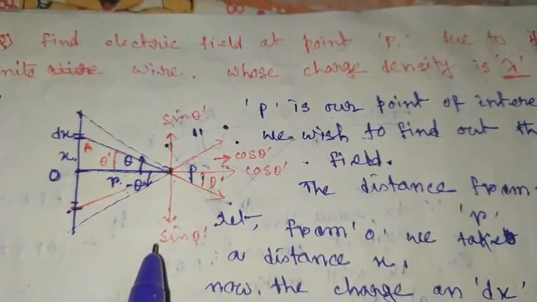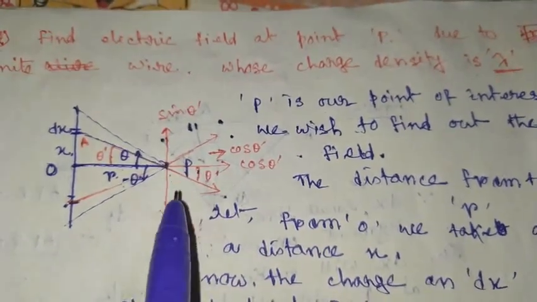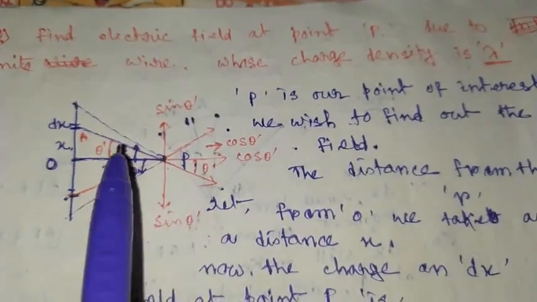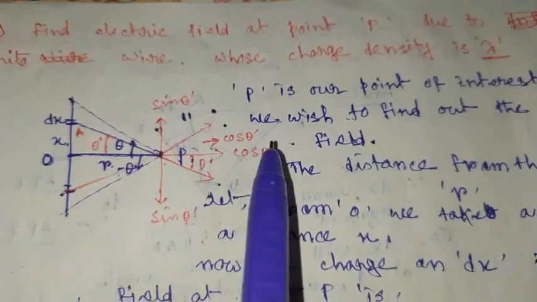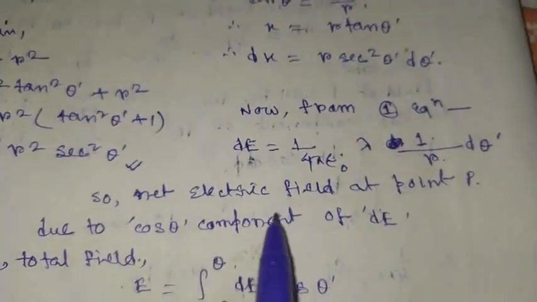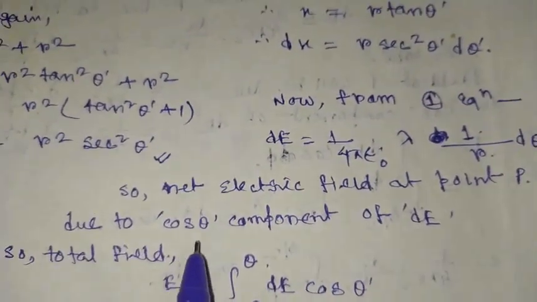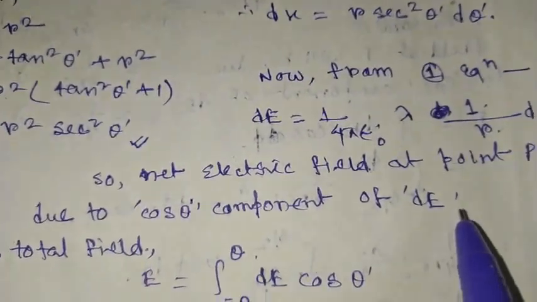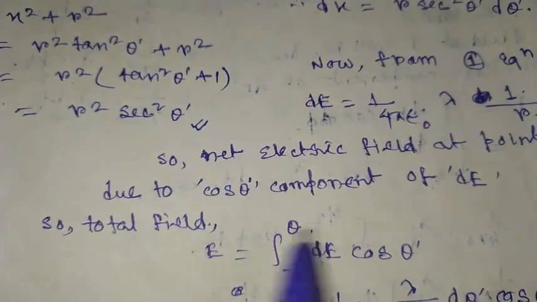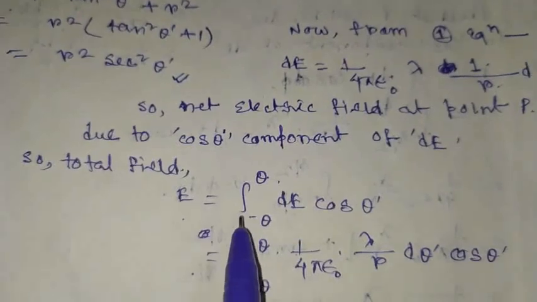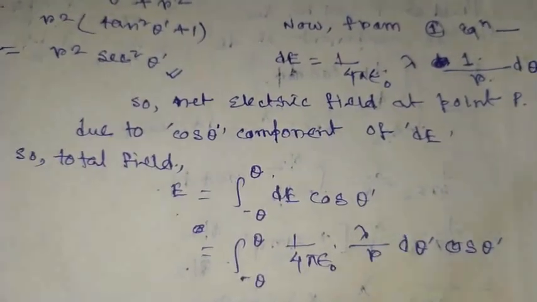And we can say this sin theta prime and that sin theta prime will cancel each other, and due to the whole wire at point P, the electric field will be due to only the cos theta prime component. So the net electric field at point P due to the cos theta prime component of the electric field dE, the total field E is the integral from minus theta to theta of dE cos theta prime.